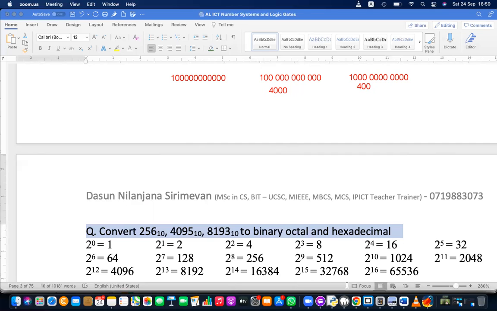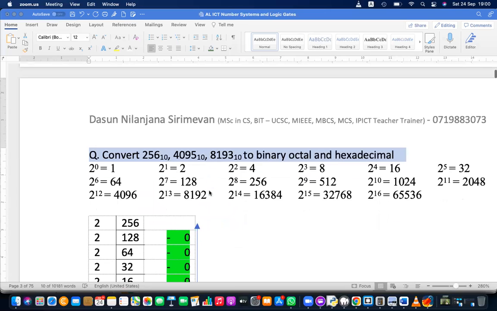Okay. Now 4095. 4095 is closer to which number? It is closer to 4096. It is 1 less than 4096. These are also easy to find. I'll tell you that in a bit. First of all, let's divide the numbers and see, right?